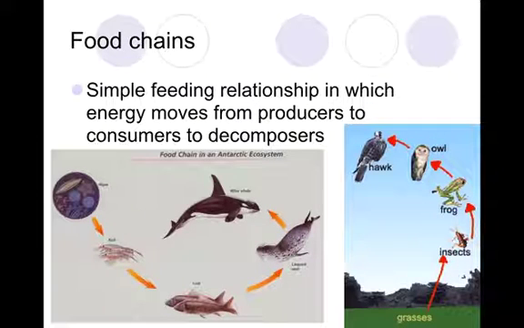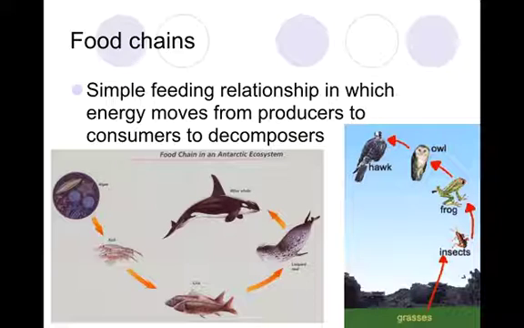So let's talk about our biotic factors. Let's talk about the energy flow amongst our living organisms. So we can have either food chains or food webs. And our food chain is really just a very simple relationship in which energy moves from producers to consumers to decomposers. And we're talking about just one organism and one thing that that organism eats, and it's very simple.